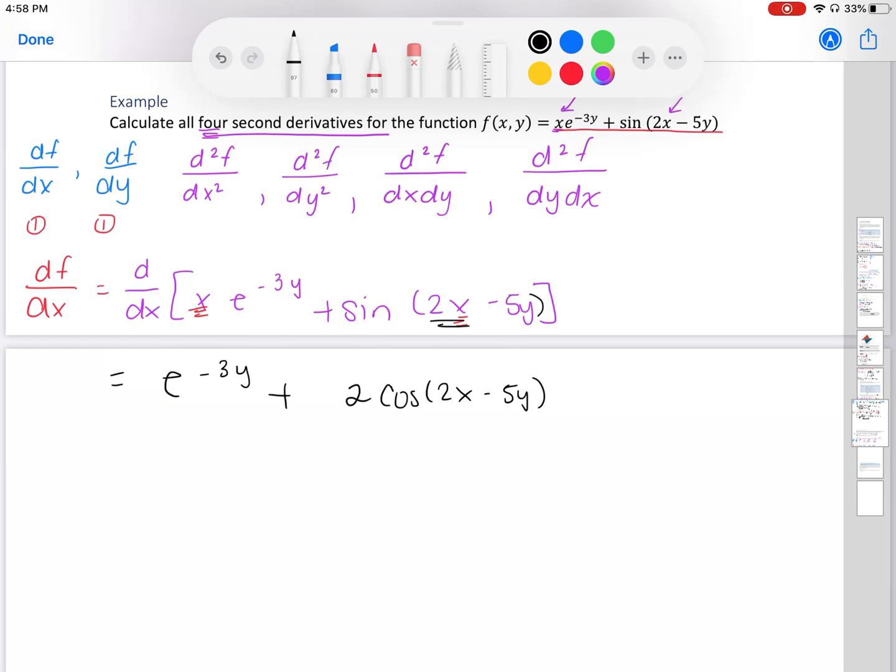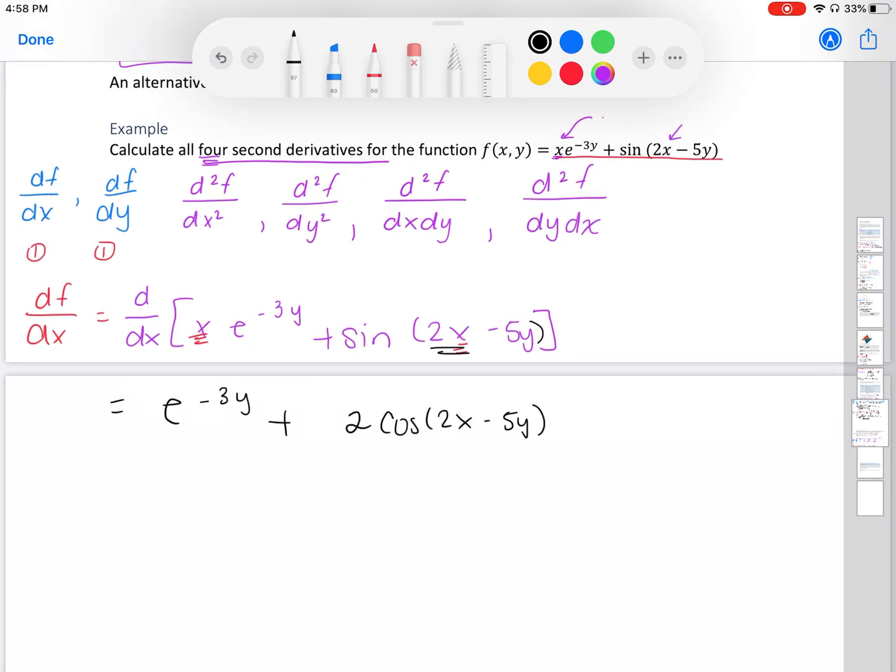Okay, now we want to find the second order derivative. Let's get one of them out of the way. Let's go ahead and find d squared f over dx squared. So the second derivative in terms of x, of your function in terms of x. Okay, well, just so that we practice notation, this would be d dx of df dx.